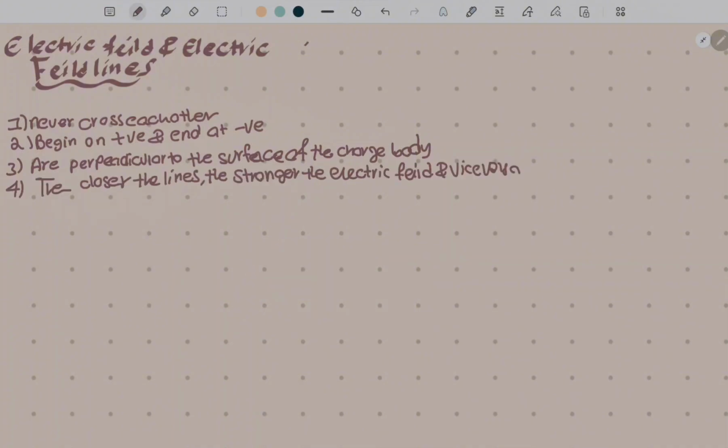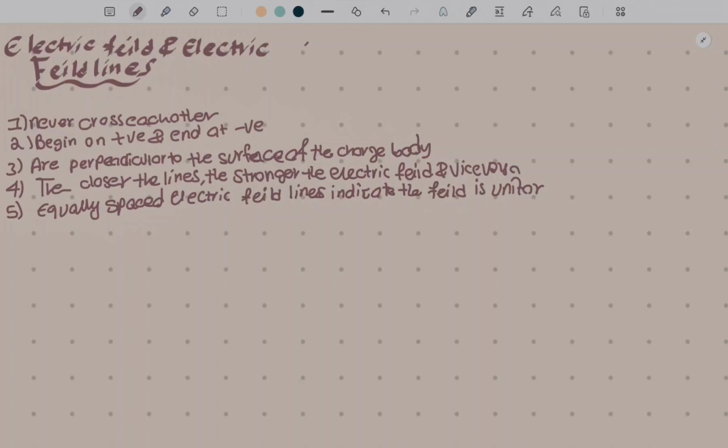The fourth property is that the closer the lines are, the stronger the electric field becomes, and vice versa. This is because the closer they are, the more force they produce. The fifth and final property is that equally spaced field lines indicate the field is uniform. For example, just like the charged plates that we looked at, if the field lines are equidistant from each other, then they form an electric field that is uniform.